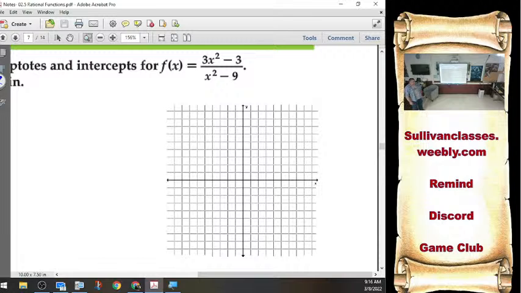I see the degrees are the same. So, since the degrees are the same, look at my leading coefficients. That tells me I'm going to have a horizontal asymptote at 3. And label it. Example 3. Skipped ahead a slide because we're doing okay.